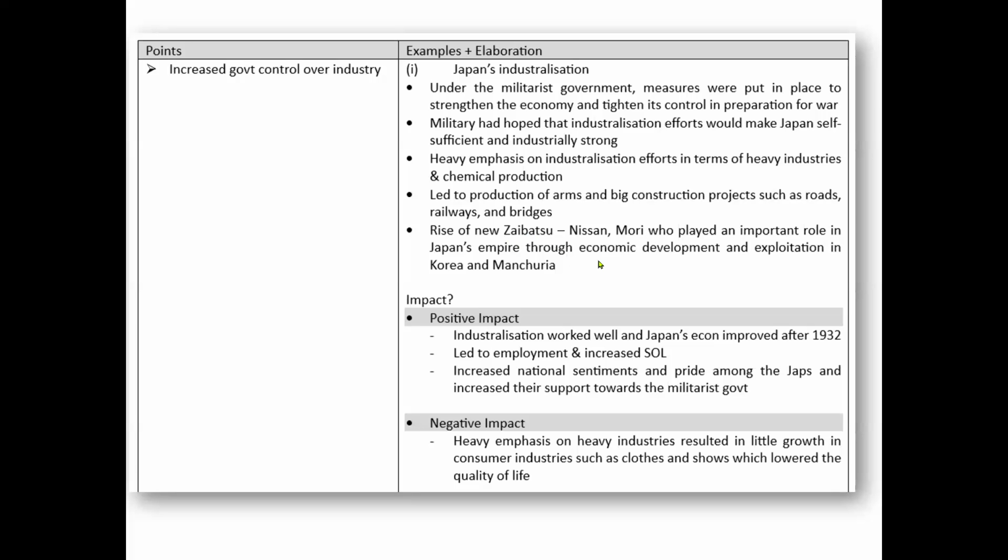There was the rise of new Zaibatsus. Why new Zaibatsus? Because they worked very closely with the Japanese military, unlike the previous Zaibatsus, who were working very closely with the democratic government. The positive impact is that there was reduced unemployment, an increase in standard of living, and a build up of national sentiments and pride among the Japanese. However, because they were prepping for war, very little was spent on consumer goods, and eventually, as the war kicks in, the industries were really focusing on war materials, which did lead to a lower standard of living for the Japanese.